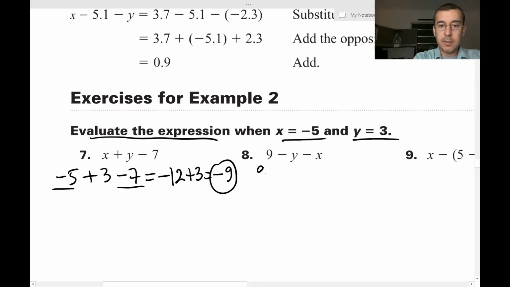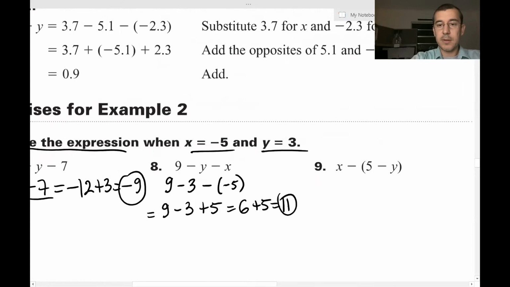Number 8, 9 minus y is 3 minus x is minus 5, so this becomes 9 minus 3 minus 5 is plus 5, and this is if you do 9 minus 3 first, so that is 6. And then plus 5, this is 11.